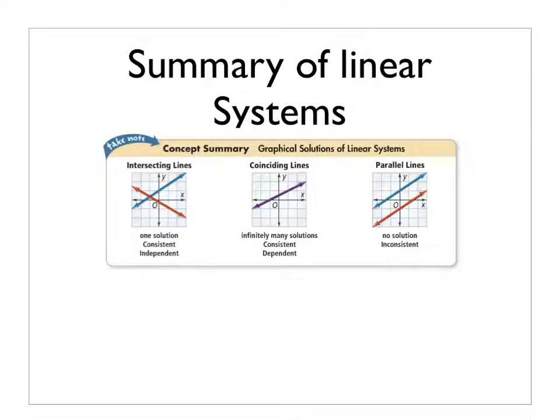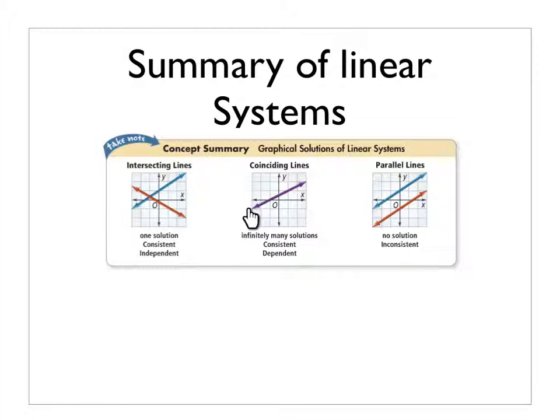Okay, linear systems. Most of the time the two lines will intersect, and that's your solution, the point where they intersect right there. And that's a consistent system that has an independent solution. Sometimes the lines will coincide, and this is where you had two equations, but you couldn't tell that it was actually the same line twice. And that's infinitely many solutions. In other words, every point on this line is a solution.